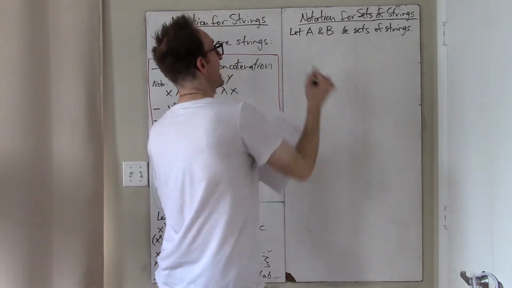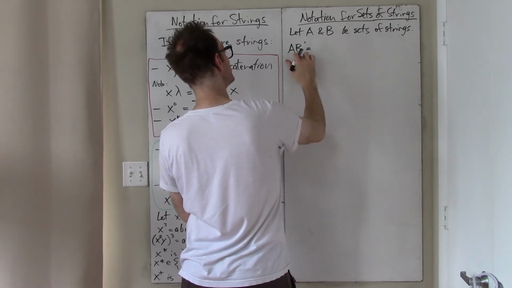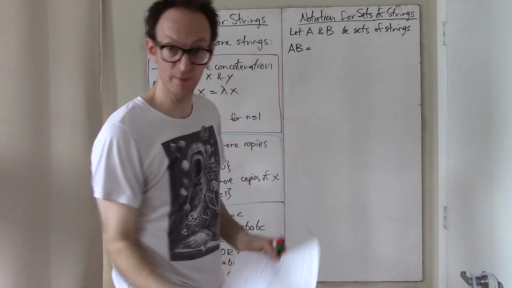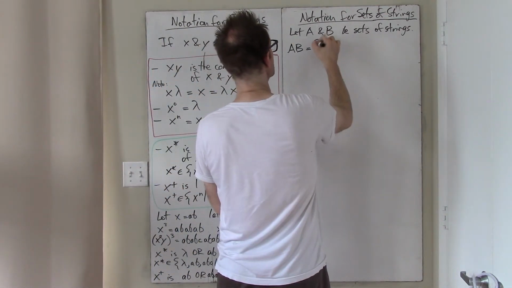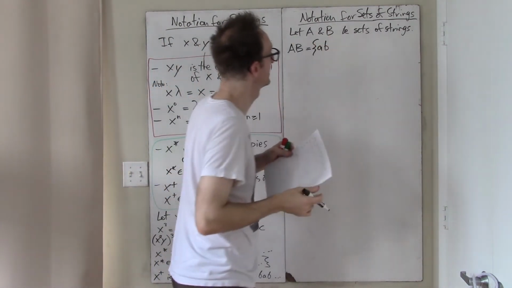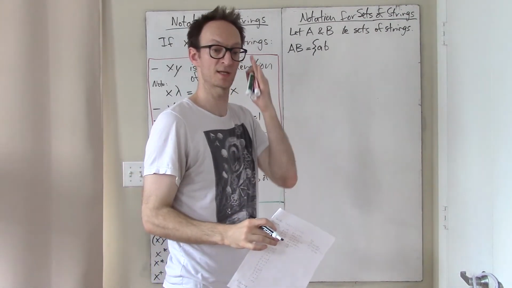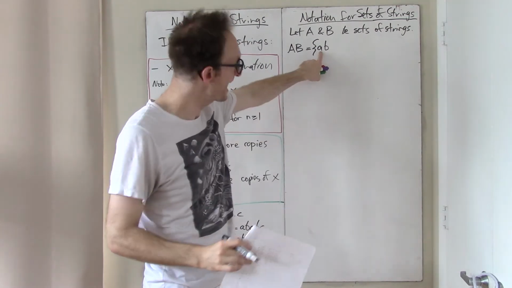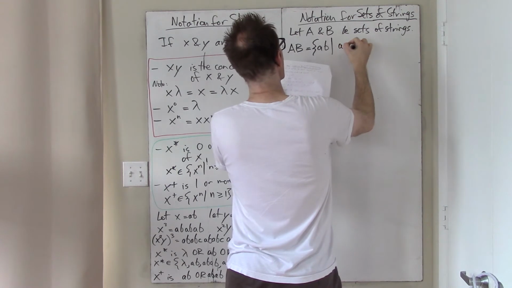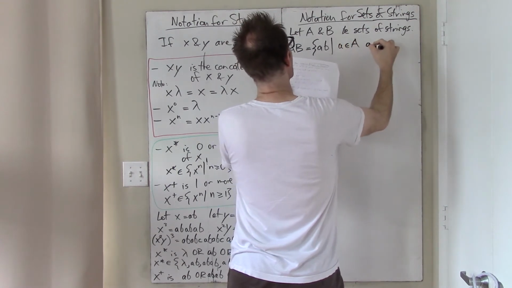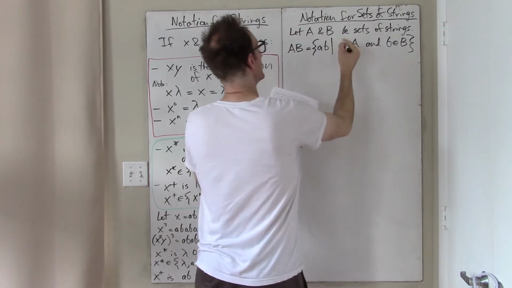All right, then what is the concatenation of A and B? Well, remember A is now a set of strings. B is a set of strings. The answer is, it's all the strings which are themselves concatenations of a string in A and a string in B. So it's all the strings of the form ab, where a is in A and b is in B.